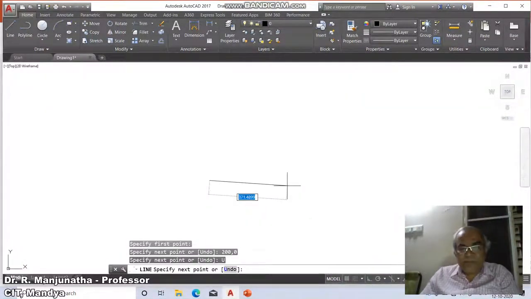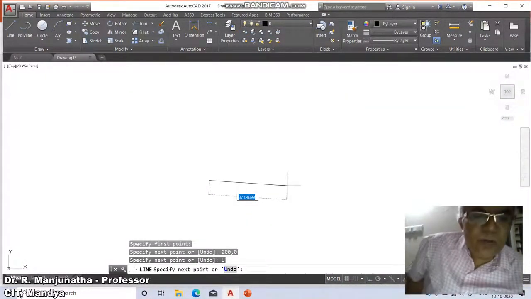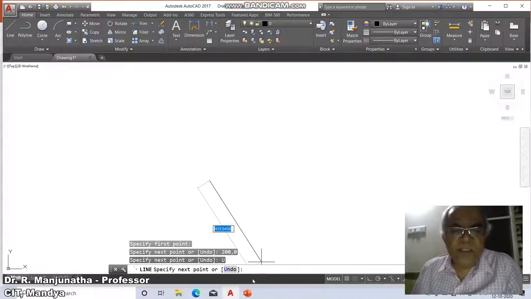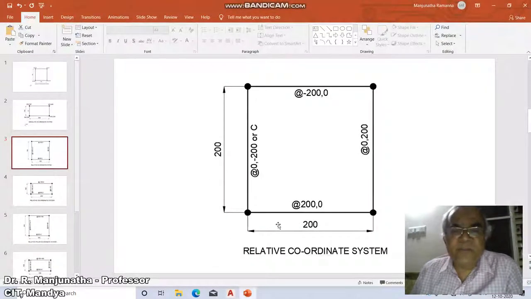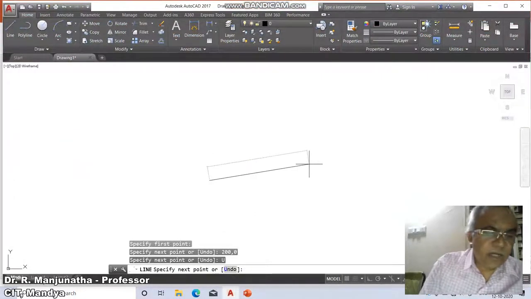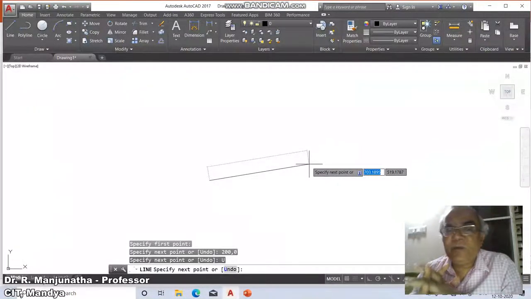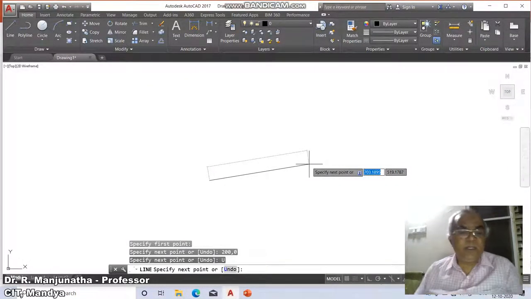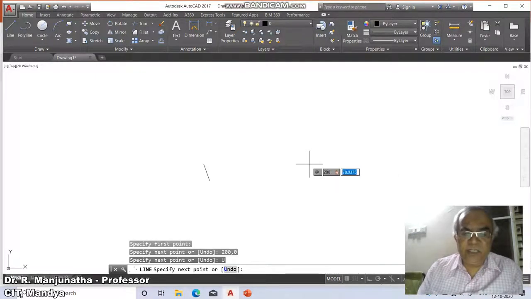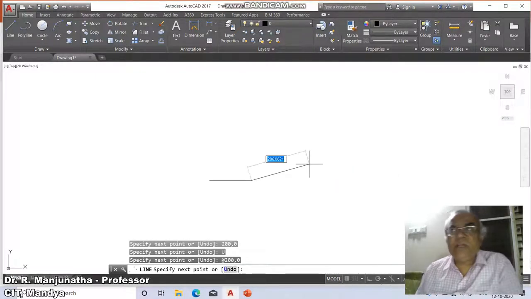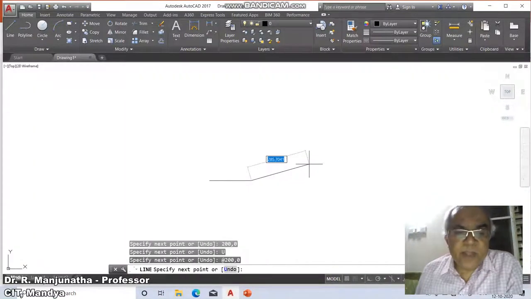This is undo. Now we will use, so what is the position of the new point with reference to the previous point? This point will be treated as 0, 0. So then it will be at the rate. At the rate means the position of the new point with reference to the previous point, 200, 0. So we'll get a horizontal line.